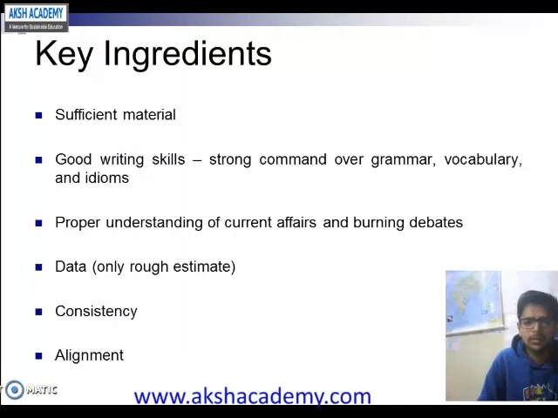Anywhere in between, your essay should not look vague. The person who is reading should not have that feeling that you are driving your car and it is going off the track.